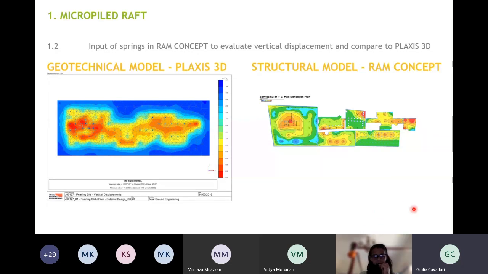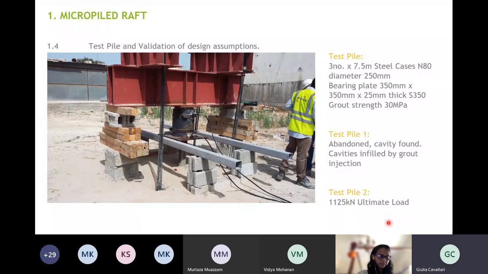It wasn't final because we had to revise again our assumption after the test pile installation and the test pile results. The test pile has been installed in May 2018, and you see a picture there from the site. So it's a steel case of 250 millimeter in diameter. It has a bearing plate on top, and it's grouted with 30 MPa grout.